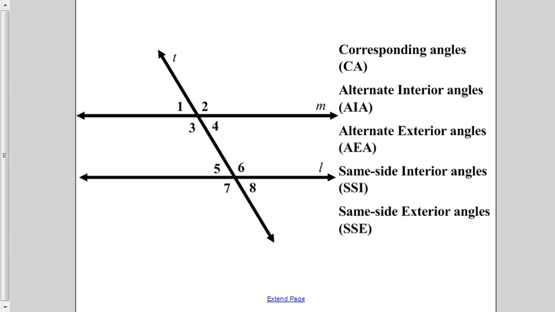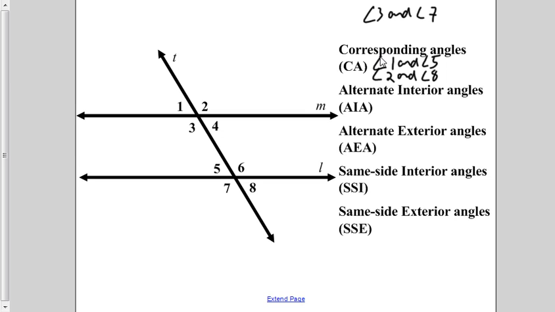1, 2? Nope. 1, 4? Nope. 1, 3? No. 1 and 5. 1 and 5 is an example. Okay, so we've got corresponding angles. We've got angle 1 and 5. We also have 2 and 8, and we've got 3 and 7. Can somebody tell me the last one? There's one more.